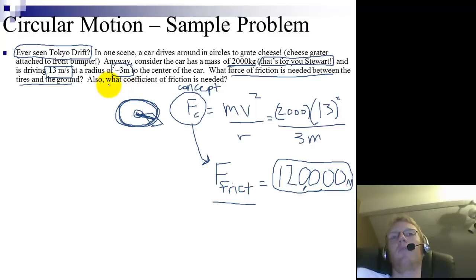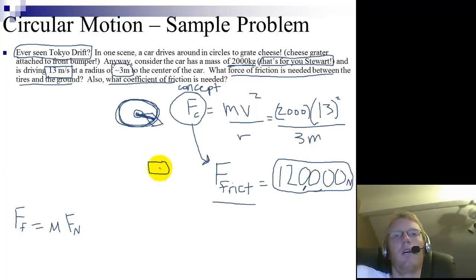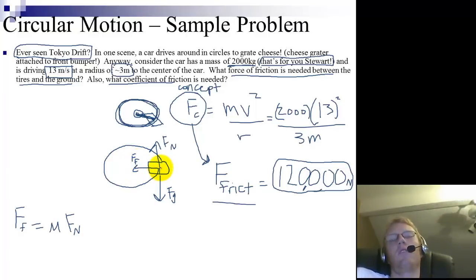And then second question, let's make it a little more complex for ourselves. What's the coefficient of friction? Well, luckily we have a formula for this. Force of friction equals mu F normal. So now we can look at this car from the side, and we can say that F normal is up, F gravity is down, and if it's going around in this circular path, the force of friction is pointing inward towards the center, making sure it stays on track.